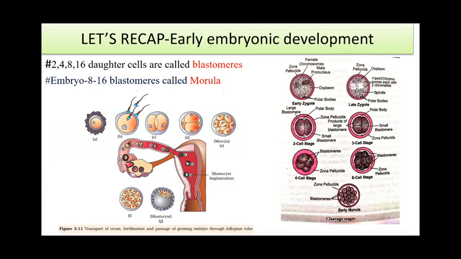Before starting, let's recap. In the last class, we studied early embryonic development. There we saw that the zygote divides repeatedly, that is by mitotic division, and it was called cleavage. Okay, and which results in 4, 8, 16 daughter cells, which were called blastomeres, and an embryo with 8 to 16 blastomeres was called morula. Then the morula continues to divide and transforms into a large mass of cells called blastocyst, which passes down to the uterus, where it gets implanted.